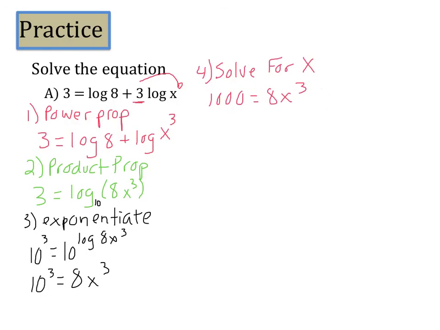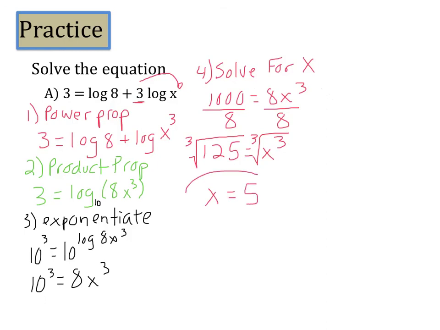I'm going to divide both sides by 8 because I want to get x by itself. So I'm going to have 125 equals x to the third. So now I'm trying to figure out what the cube root of 125 is. So I take the cube root of both sides. So this is how we denote the cube root. Try to figure out what number times itself 3 times gives me 125. And then I have the answer: x equals 5.